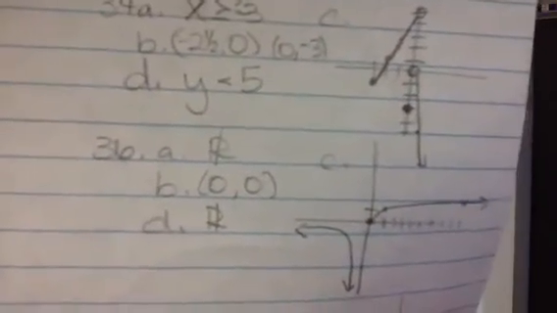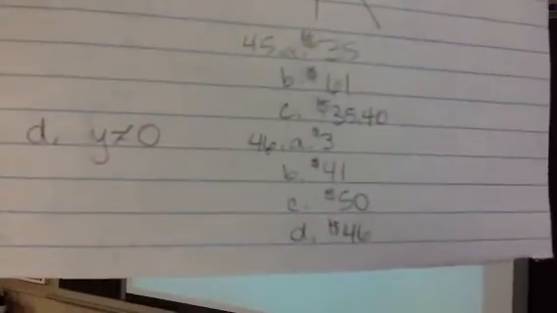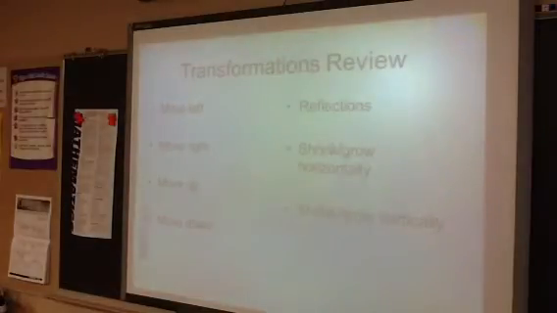For 36, you should have negative infinity to infinity, 0, 0, and negative infinity to infinity, and there's your crazy graph. 38, you should have negative 3 with a bracket to infinity, negative 3, 0, 0, 3, 0 to infinity with a bracket, and there's your graph. And for 45, you should have $35, $61, $35.40. For 46, $3, $41, $50, and $46.